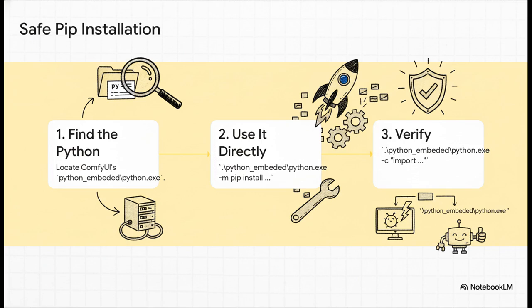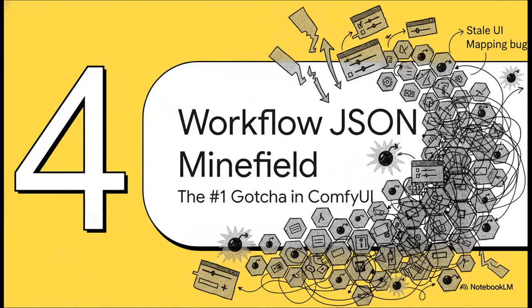And third, just to be sure, use that same executable again to run a quick one-liner to import the package and verify it worked. This guarantees the package lands exactly where Comfy UI can actually see it. All right, now for our second silent killer, and oh boy, this one's a doozy. We are now entering the workflow JSON minefield.